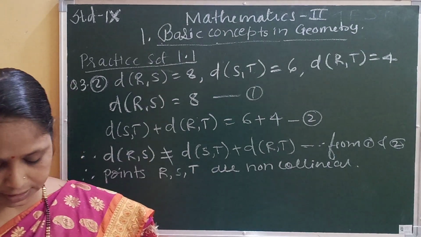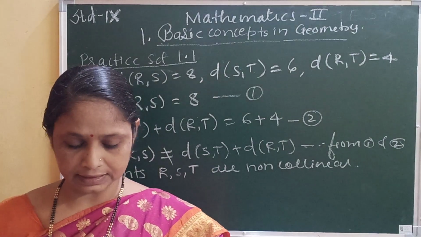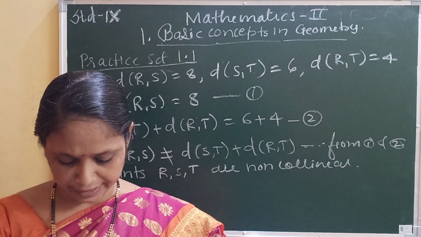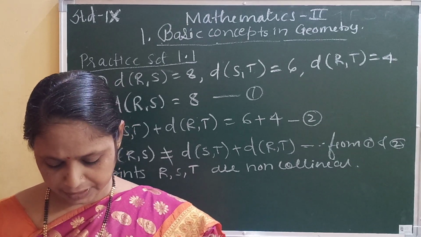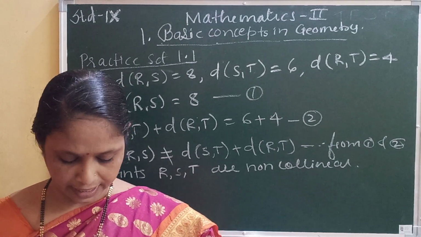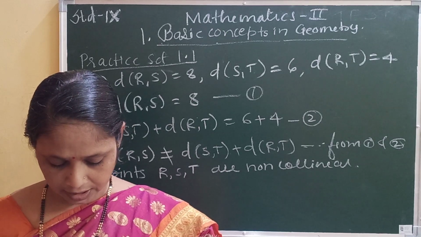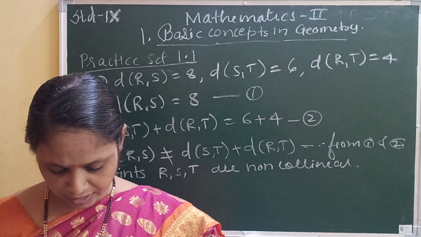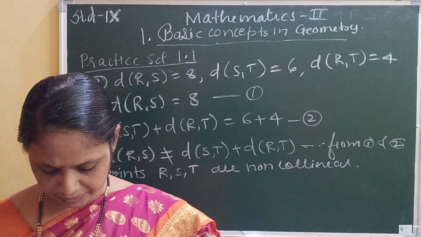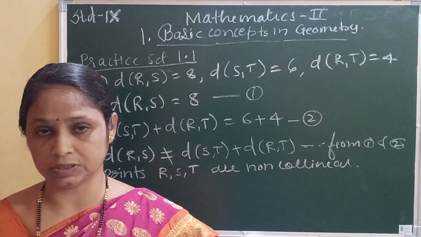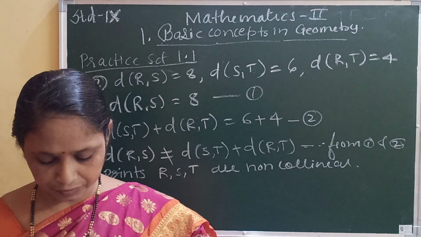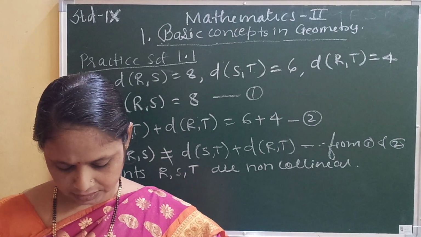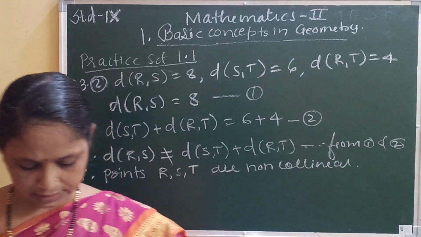Fourth question, what is it? See, from practice set 1.1, fourth question. On a number line, points A, B and C are such that distance AC is 10 and distance CB is 8. Find distance of AB considering all possibilities. Now here we will have 3 possibilities of betweenness. So first we have to consider that.